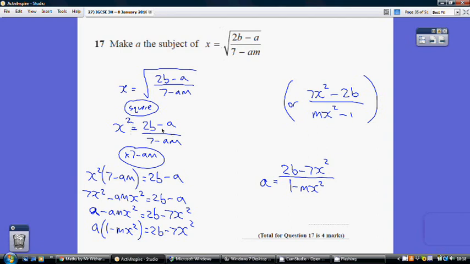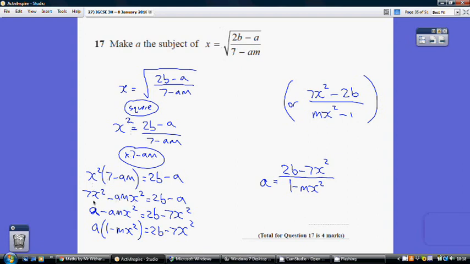Secondly, we really want to get rid of the algebraic fraction. So let's choose to multiply both sides by 7 minus am. So x squared times 7 minus am equals 2b minus a. Now remember, both terms have to be multiplied by the x squared, so make sure you put your 7 minus am in a bracket. So multiplying out the bracket, we get 7x squared minus amx squared on the left hand side.